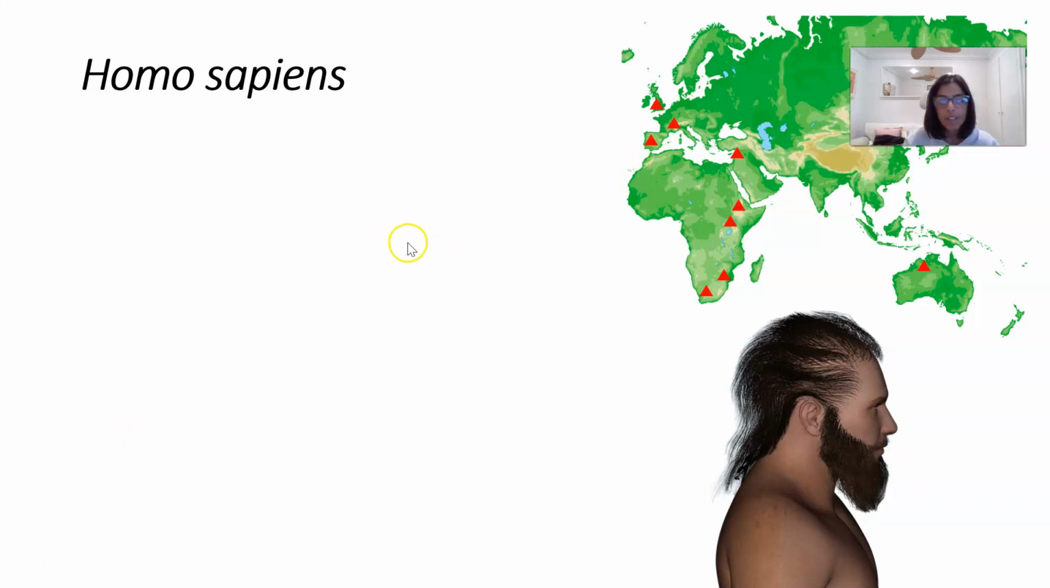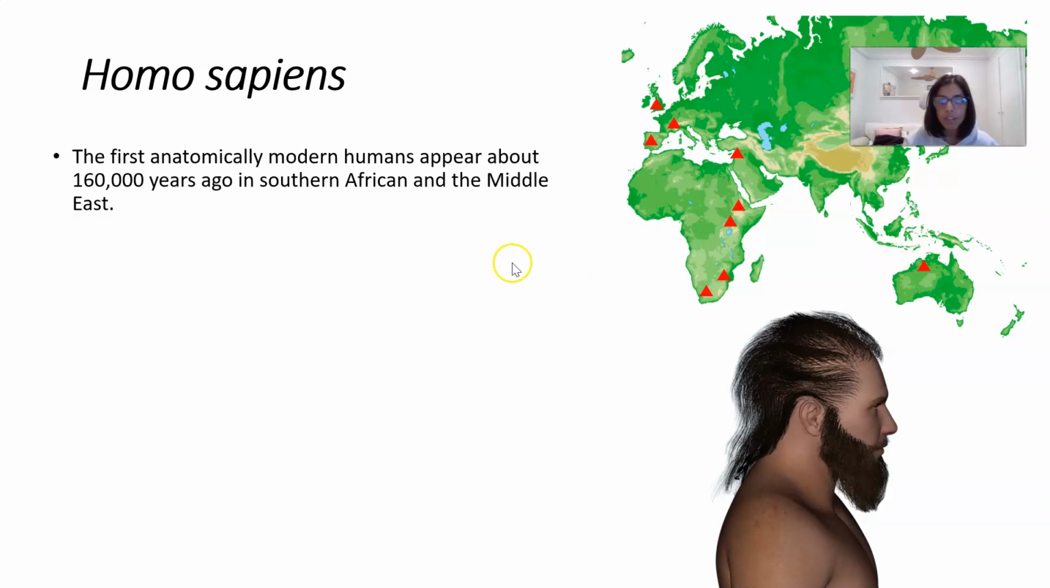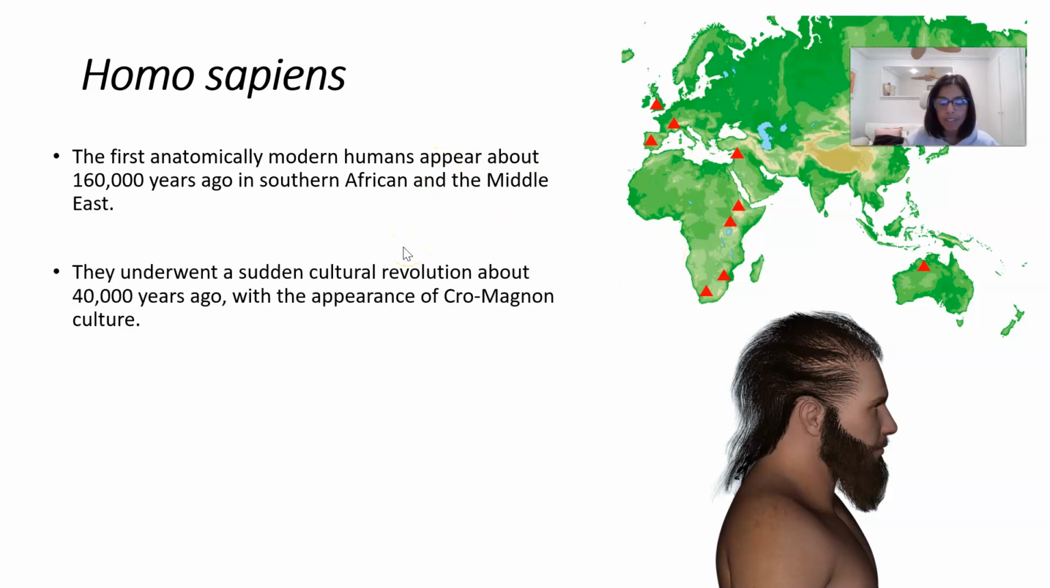Okay, finally, we're getting to Homo sapiens. We can see that, again, the geographical distribution has changed more into Northern Europe, starting to get into Southern Europe here, in the Mediterranean region, and interestingly, we're starting to move into Australia. So the first anatomically modern humans started to appear about 160,000 years ago. So we're looking at the Middle East, we're looking in Africa and other places.